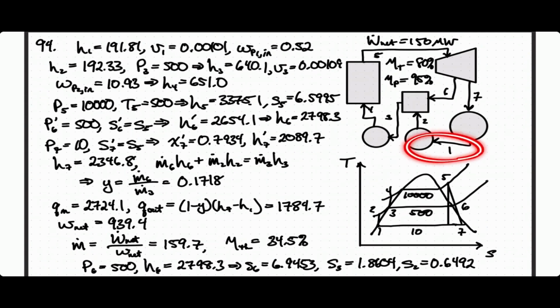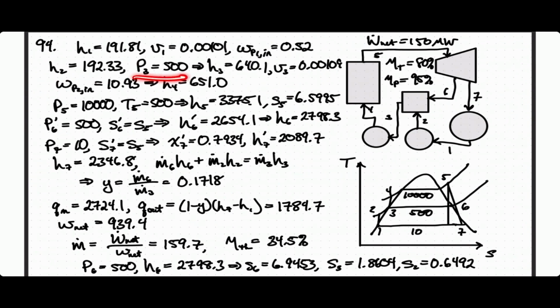Okay, start off looking at 1. We know we have a saturated liquid at 10 kilopascals, so we can get enthalpy and specific volume. We can get the work input to the pump then, again remembering to use the efficiency to get this value. Then we can get the enthalpy at 2 out of the pump.